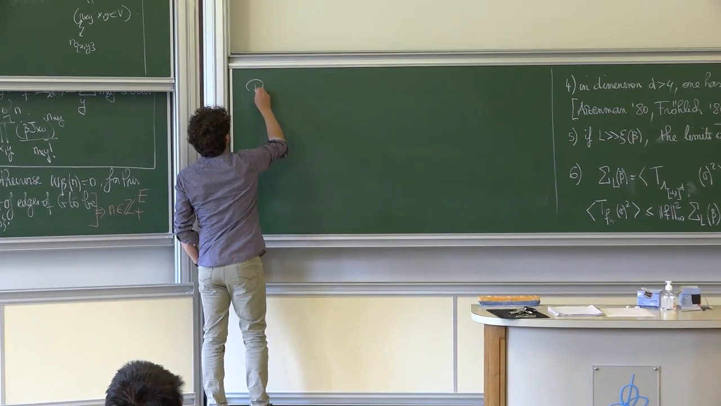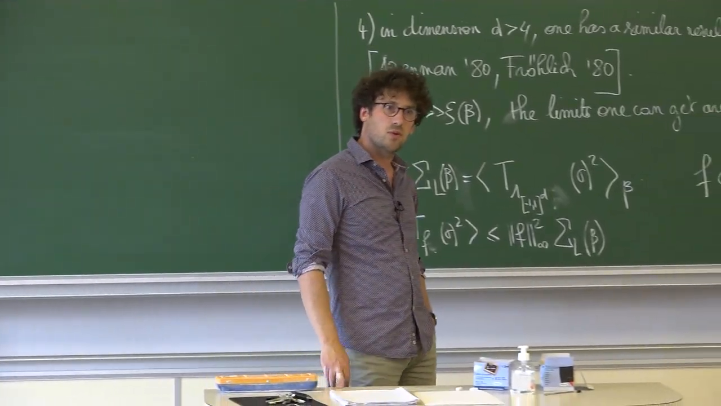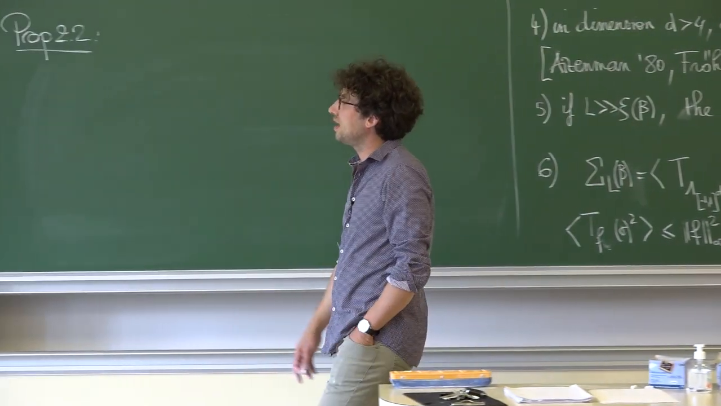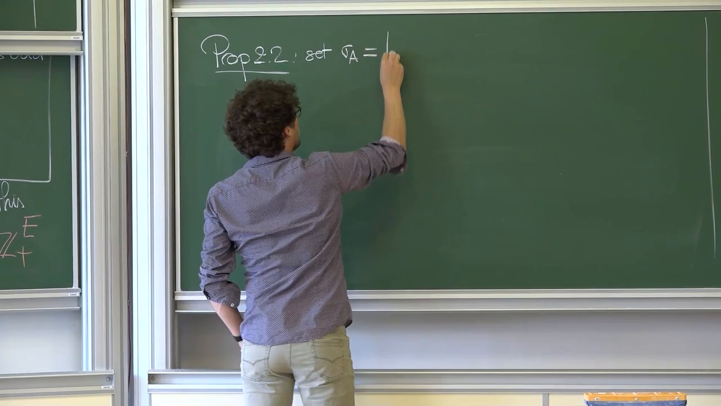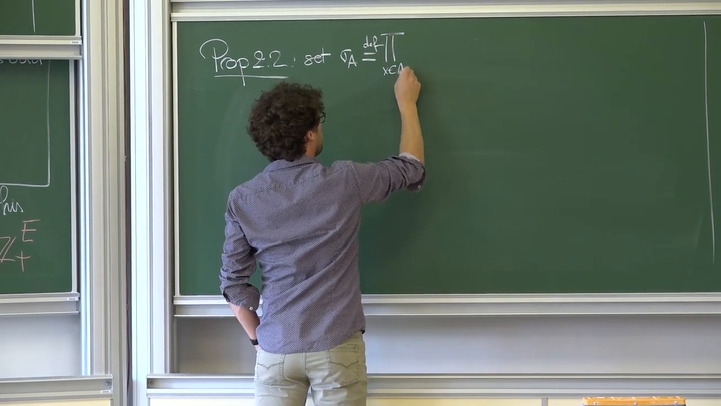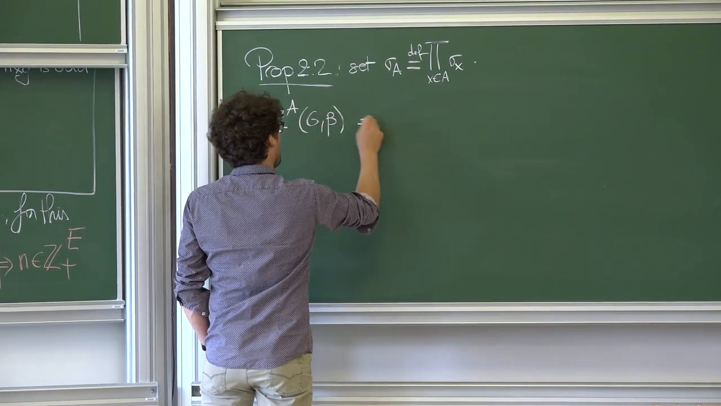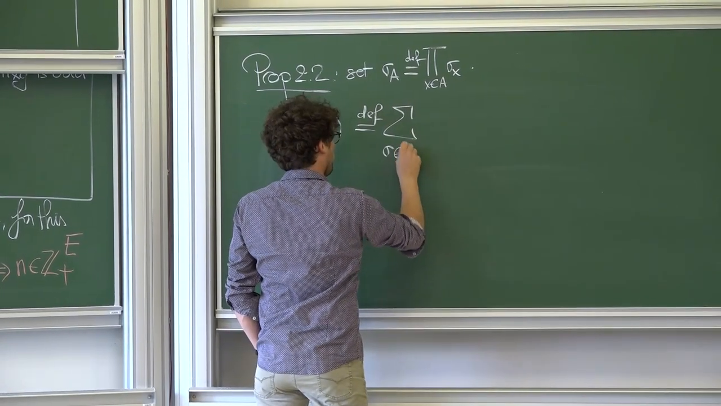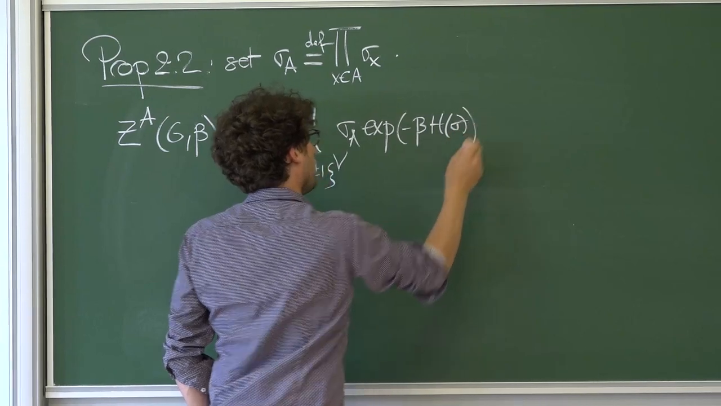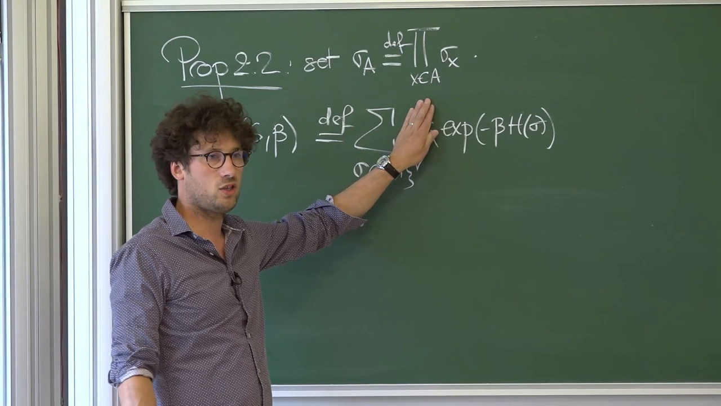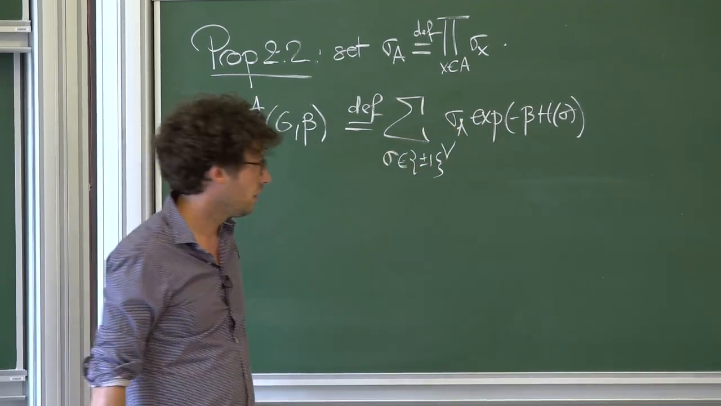We are going to do something similar to what maybe many people in the room already saw. Maybe you heard about the low and the high temperature expansions of the Ising model. Here we are going to do something very similar to the high temperature expansion. Set sigma A, which is by definition the product of the spins in a set A. Let's look at Z A G beta, which by definition is the sum over sigma of sigma A times exponential of minus beta H of sigma. If A is the empty set, I end up with the partition function of the Ising model, with the normalization in the definition. And Z A is when I multiply by sigma A.